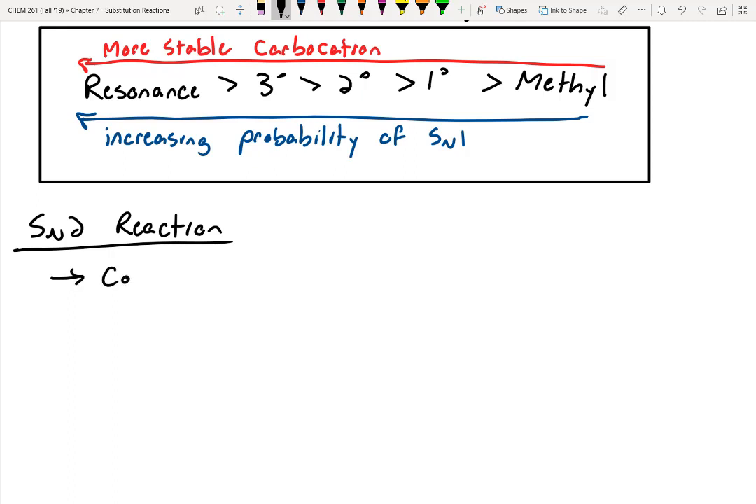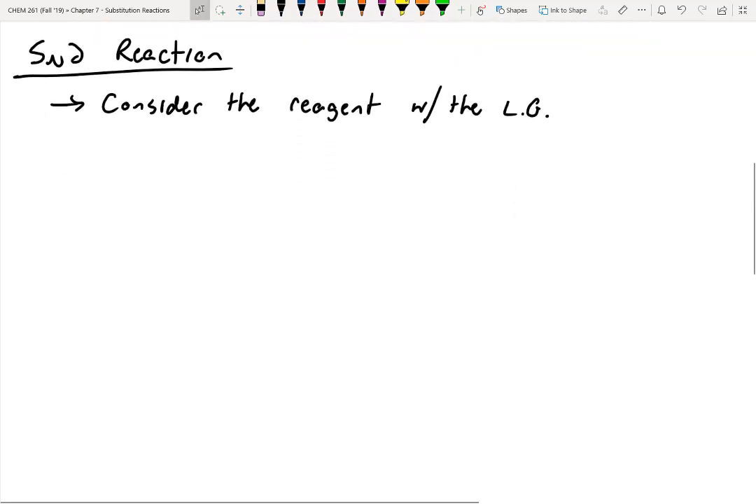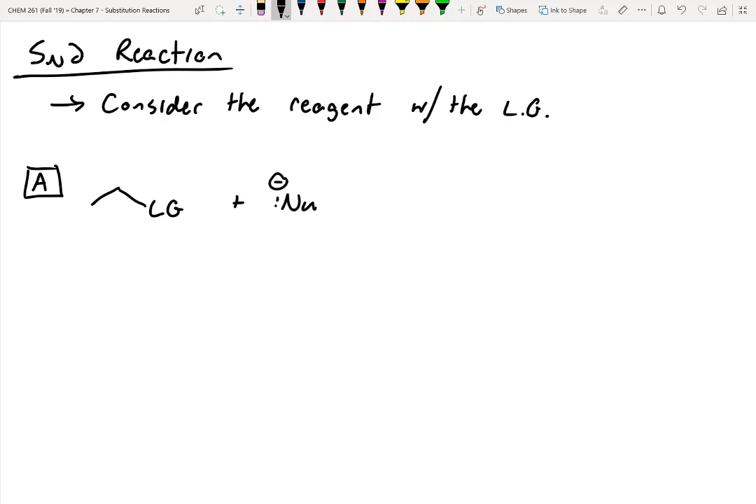And again, we're going to consider the reagent with the leaving group, just like we did in the prior one. All right, so again, we're going to do the same reactions. Leaving group with a nucleophile for A, and then B will kind of do something similar.